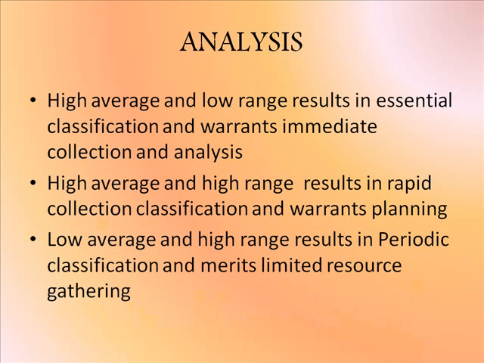High average and high range results in rapid classification, collection, and warrants planning. This information is not that much less important than the high average, and thus we want to treat it almost the same, with the exception that we're not going to actually implement anything rather than just do the planning. This way, we don't waste any time in gathering useless information that never becomes part of the decision-making process. We'll worry about it as they come, and we'll do the planning ahead of time.